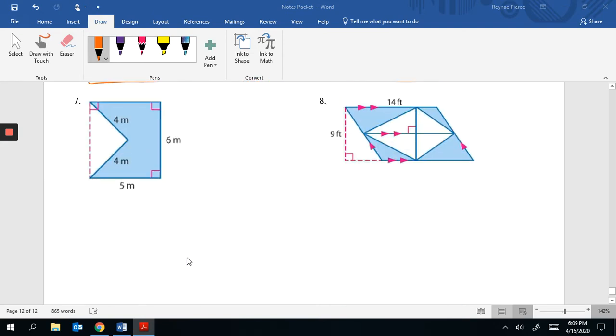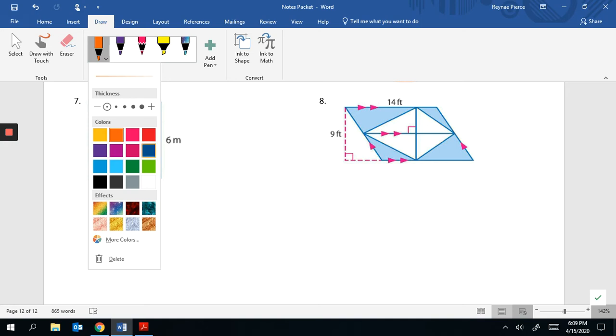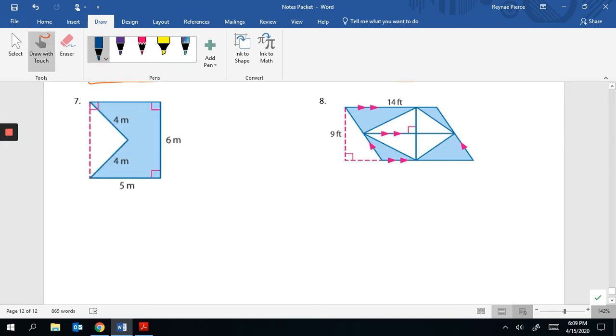Okay, example 7 here. Again, I see a rectangle. That's my big shape. And then I see a triangle. That's my shape that I'm cutting out of the rectangle. Okay. Rectangle is base times height. So we take 5 times 6 for an area of 30 square meters.